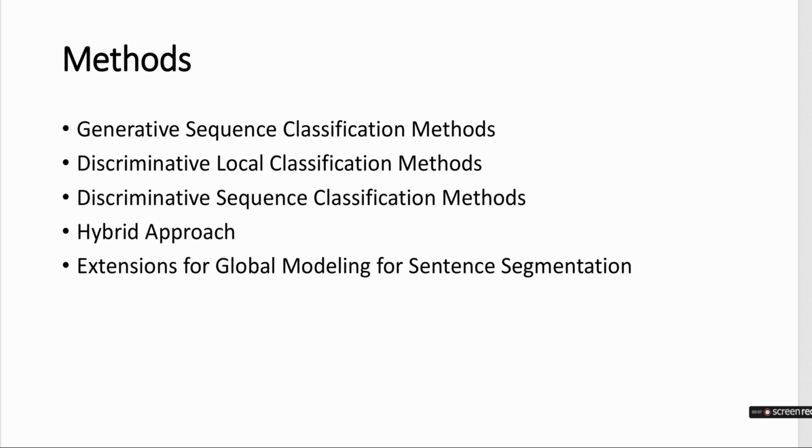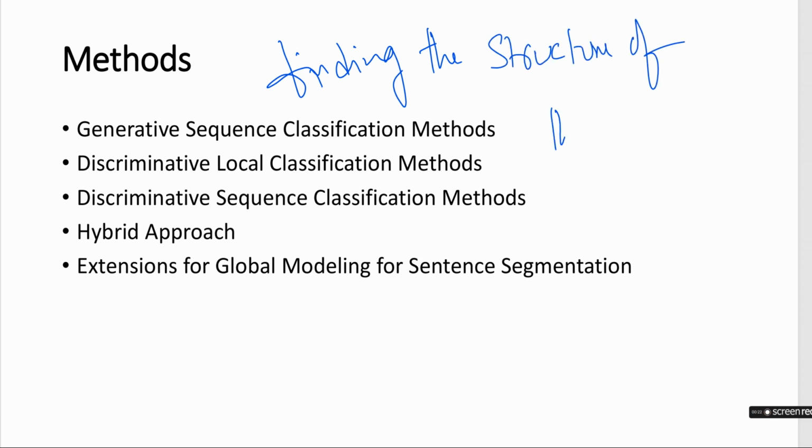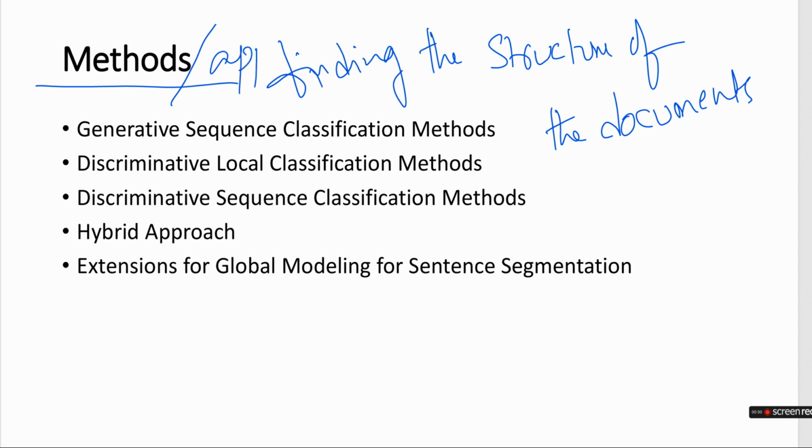Yeah. So today we are going to complete these methods. These methods belong to finding the structure of the documents. So there are five methods. We can say they are approaches or methods or models, whatever it is. So these approaches, these methods, we can use to analyze the structure of the documents. Okay, so what are the methods available here?